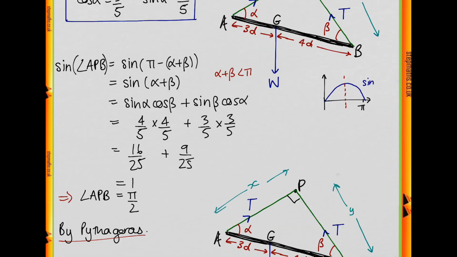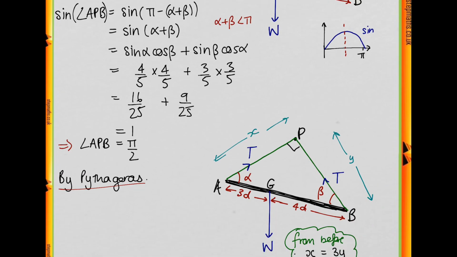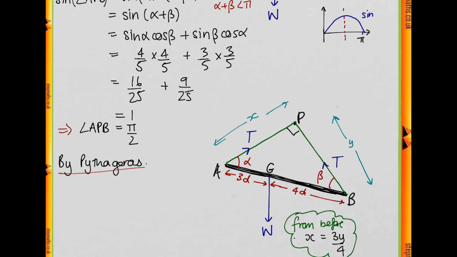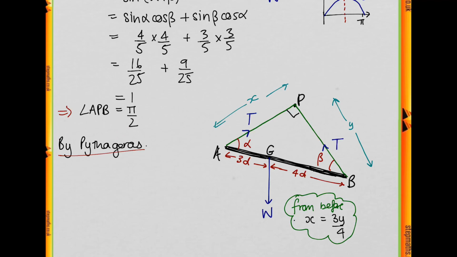And so, now we know that the angle APB is pi by 2. We have triangle APB is a right angle triangle, and we can use Pythagoras to work out the relationship between the side AB and the sides AP and PB. So have a go at doing this yourself, and remembering the relation from before that we have x equals 3y over 4.